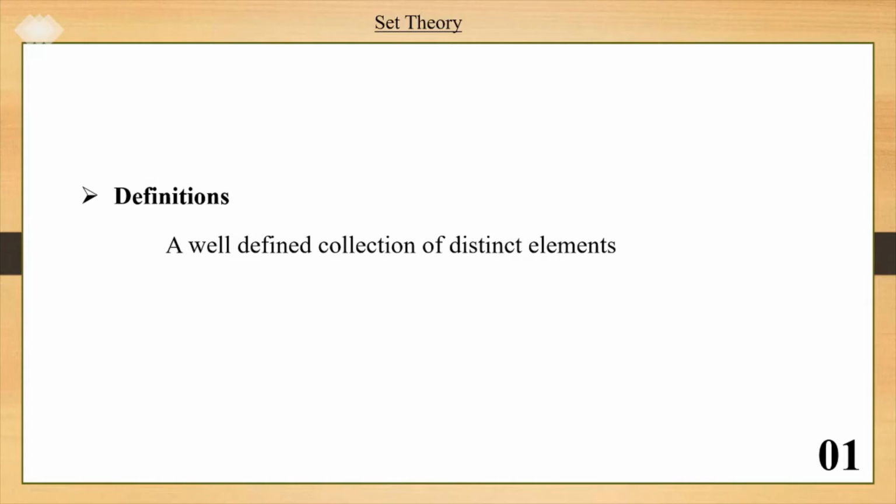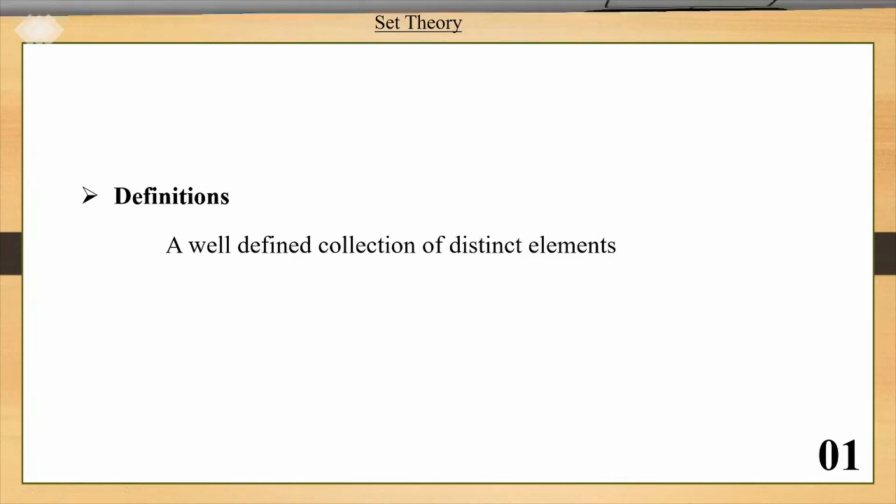So a set has some objects, and each element is distinct, and it is well defined. This means that if we take any other object, we can say that either that member belongs to our set or does not belong to our set. So it is a collection, it contains distinct elements, and it is well defined. A set is a well-defined collection of distinct objects.